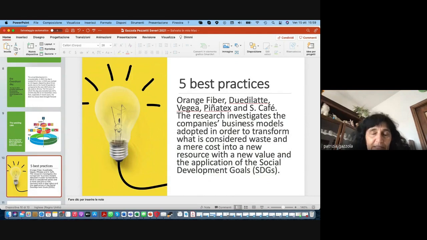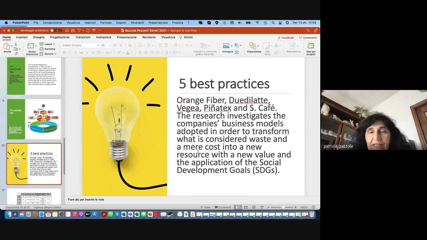Five companies that are in the fashion industry, but use food waste to develop raw material that they use for dresses, for fashion. The first is Orange Fiber. Some of the companies are based in Italy, some somewhere else. Orange Fiber uses orange peel that nobody used. For example, in Italy, they started in Sicily, in the south of Italy, where they are full of oranges. And they use orange peel to make a very nice raw material for dresses.